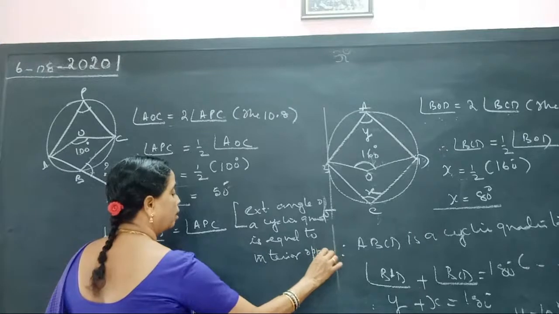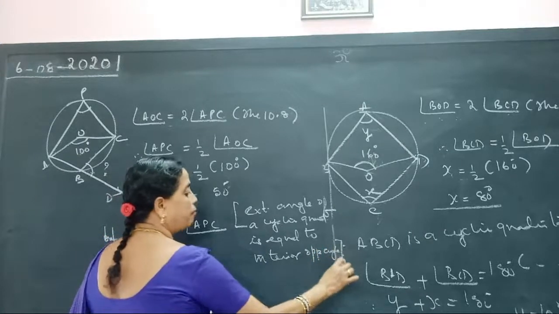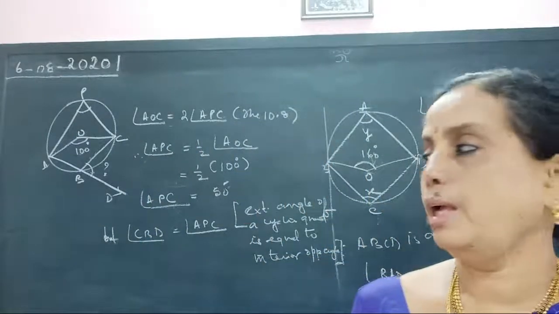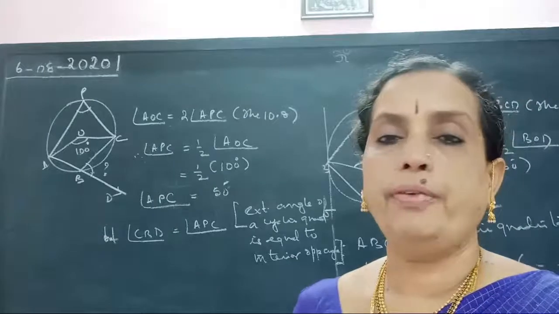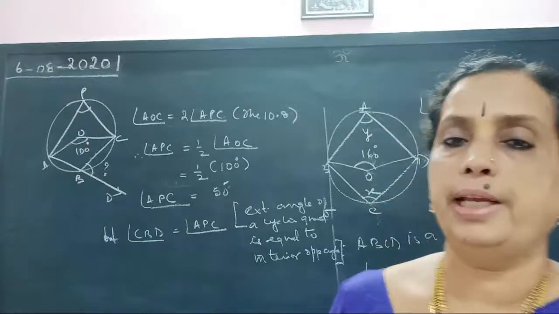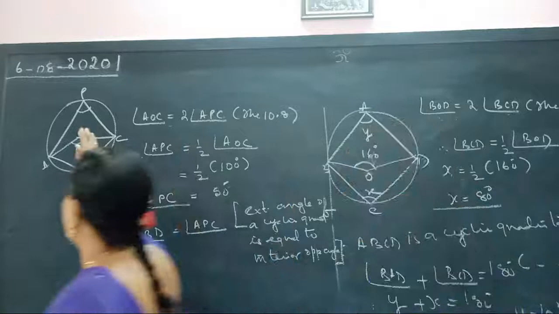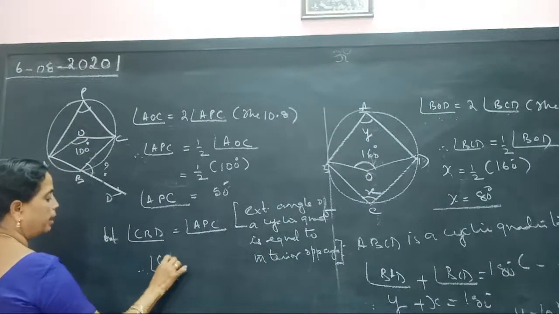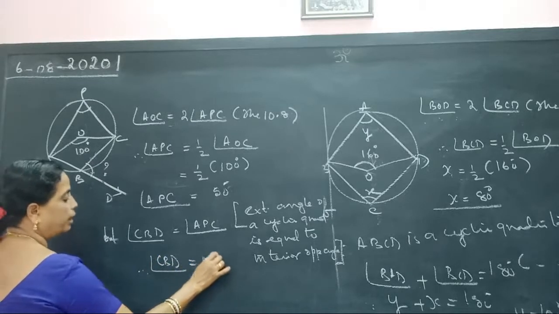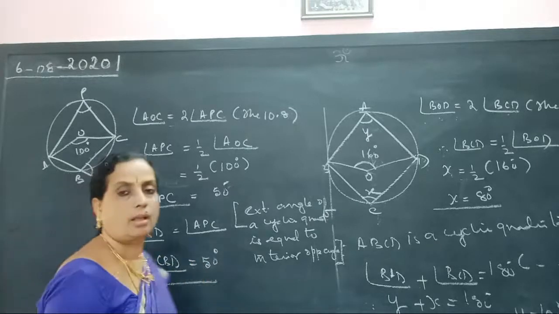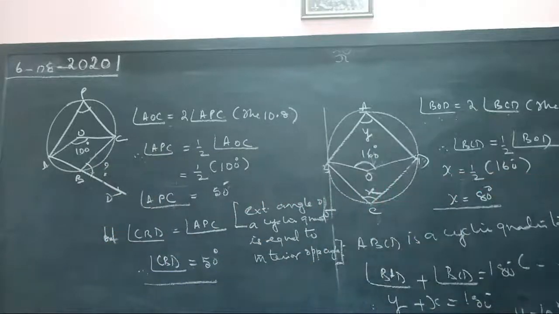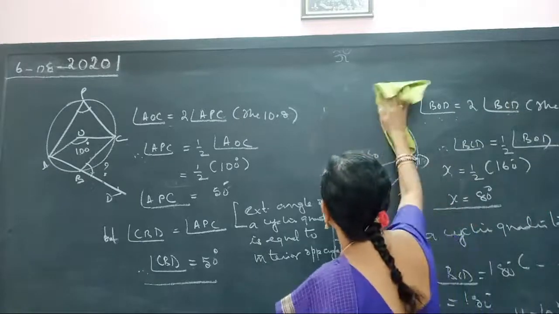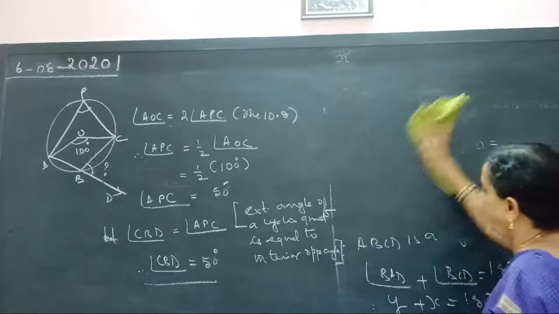opposite angle. In case of triangle, we have the exterior angle property. There, the exterior angle is equal to the sum of interior opposite angles. Here it is just the interior opposite angle. Therefore, angle CBD equals 50 degree. So try to write the figure properly and write the reason, then get the value of the required angle.